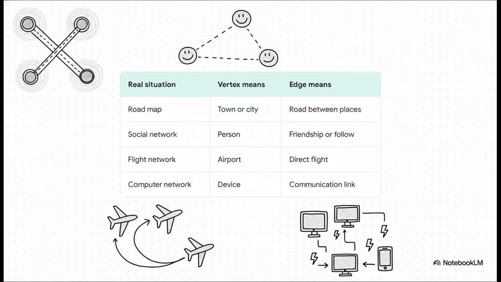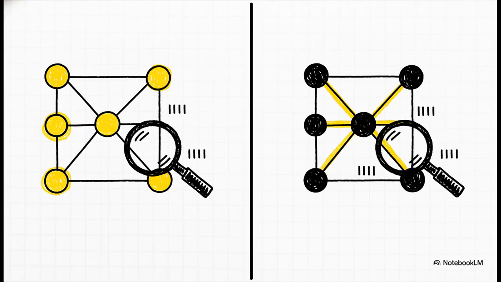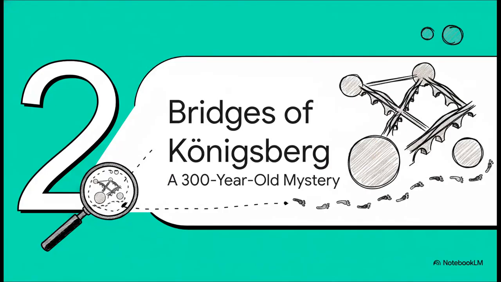Look at this. A road map is just a collection of town vertices and road edges. Your social network? That's just a bunch of person vertices connected by friendship edges. Once you learn to spot this pattern, I'm telling you, you will start seeing these graphs absolutely everywhere. And just to wrap up our basic toolkit, there are two super simple terms we use to talk about the scale of a graph. The order of a graph is just how many vertices it has, the number of things, and the size is just the total count of edges, or the connections. Easy as that. Now, let's put our brand new toolkit to the test with a real-life detective story.